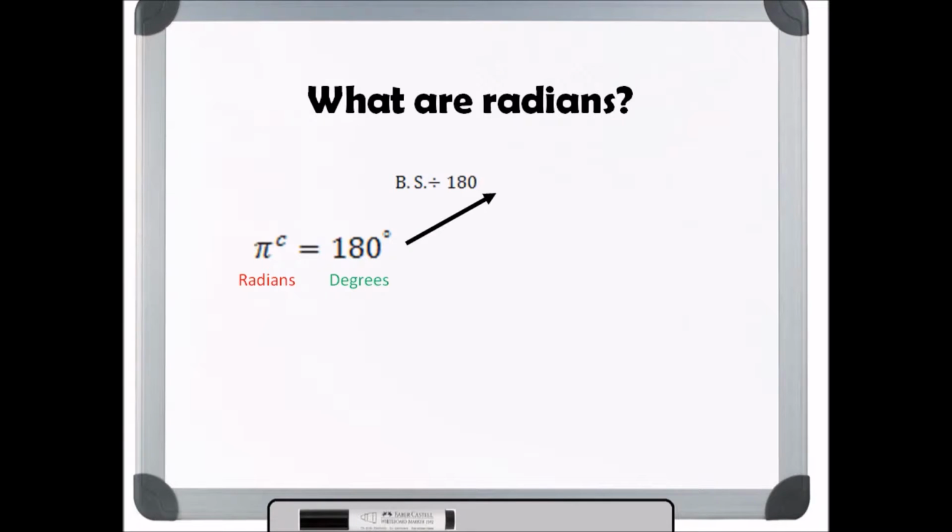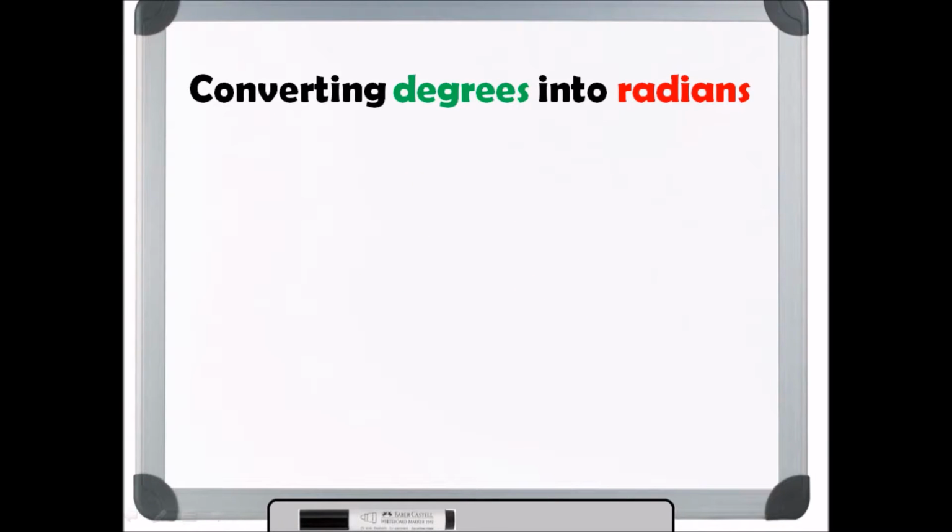We can divide both sides by 180 so that it gives us pi on 180 radians equal to 1 degree. We can do the opposite by dividing both sides by pi so that we get 1 radian equals 180 over pi degrees. Now, let's learn how to convert from degrees into radians.